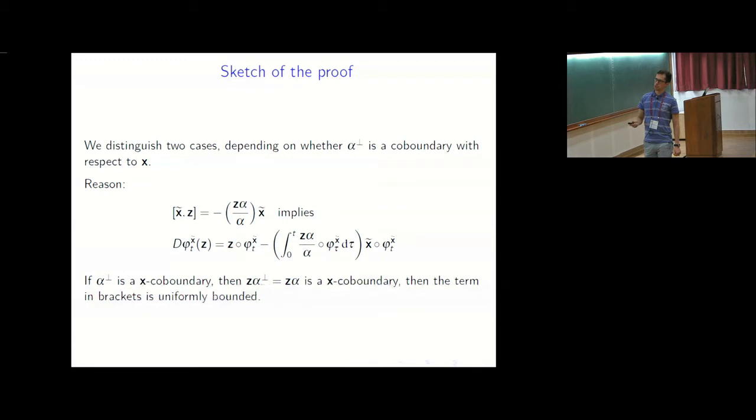If this component is a coboundary with respect to X, then the derivative with respect to Z, which is also equal to the derivative of alpha with respect to Z, since the difference of the two is invariant by Z, is a coboundary with respect to X tilde. So this term is globally uniformly bounded. So I see no shearing. But in this case, you can actually prove that your Nilflow projects onto a time change of a Nilflow on a quotient manifold.